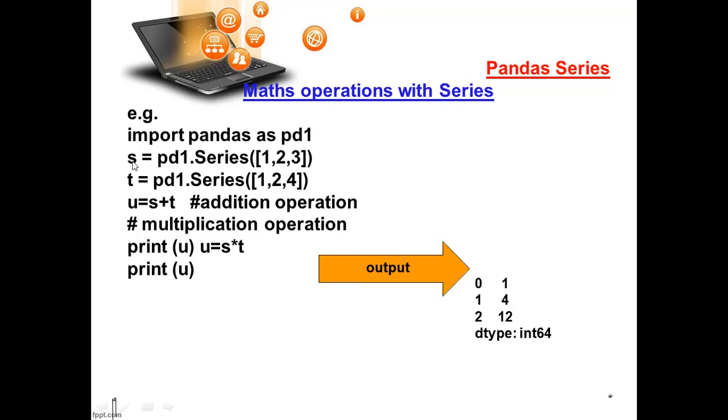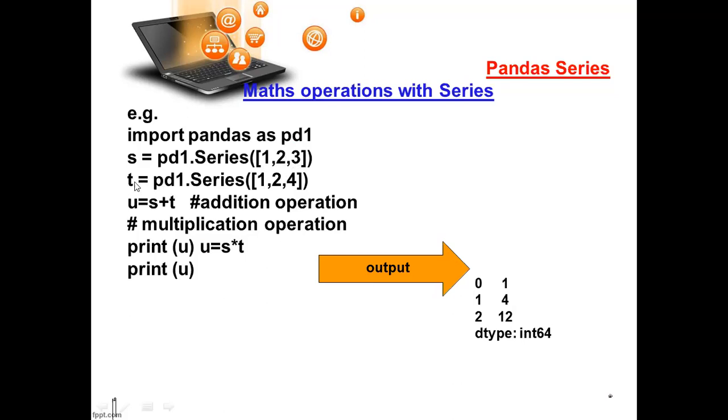So, next line. This is a variable s, equal is an assignment operator, and here I am calling pd1 dot Series. So with pd1 I am creating a series: 1, 2, 3. You have to write this in a square bracket. Series is a function, so it has a rounded bracket. Inside the square bracket each and every element should be separated with a comma.